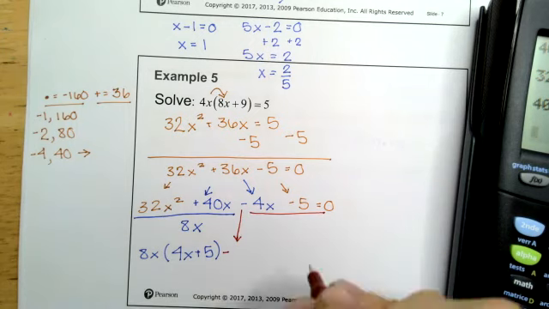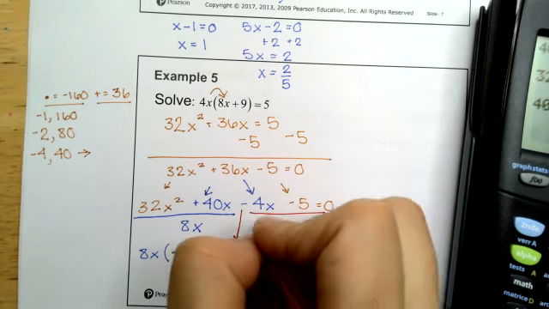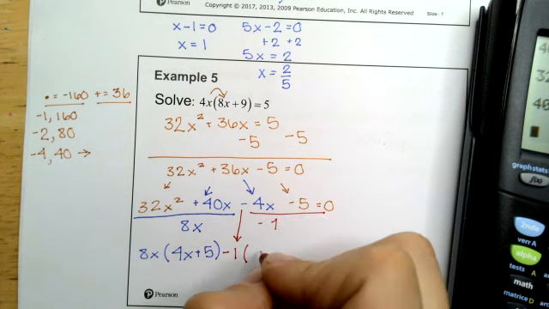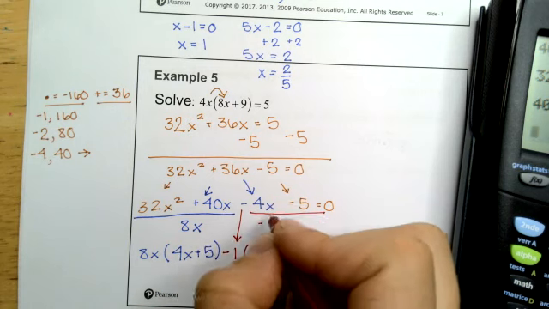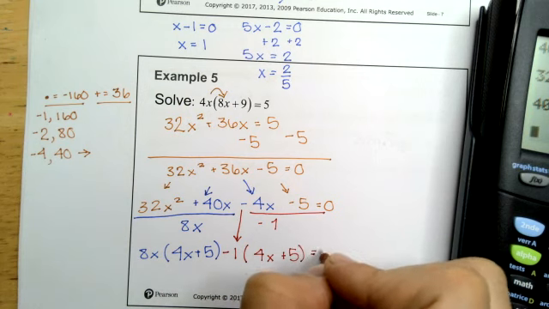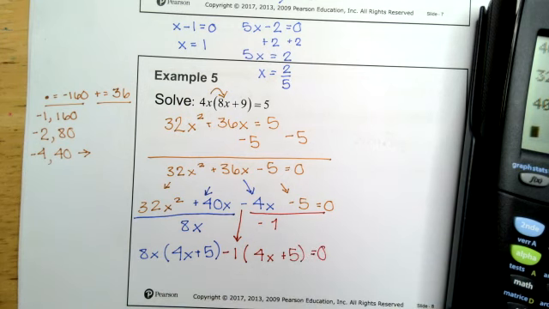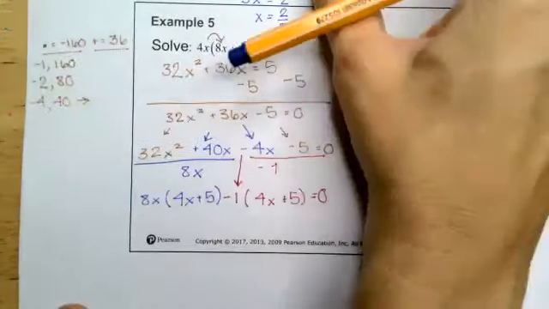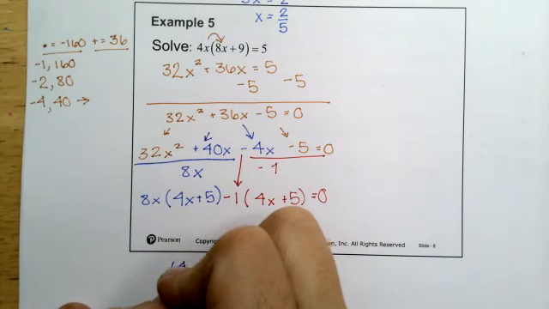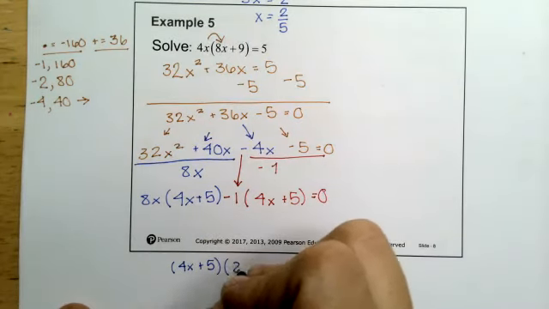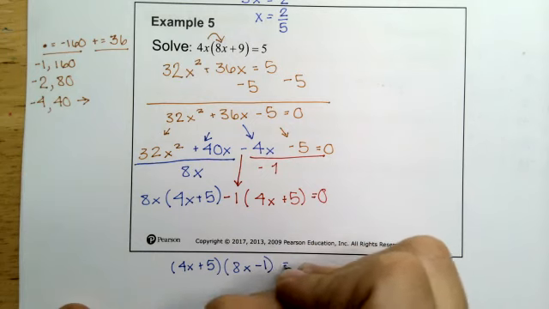I don't think it has any common factors, right? So we just have to call it a negative 1. Negative 4x divided by negative 1 is a positive 4x. And then negative 5 divided by negative 1 is a positive 5. Good. Now we've done factoring by grouping, so we know we just take that 4x plus 5 and we multiply it by 8x minus 1.